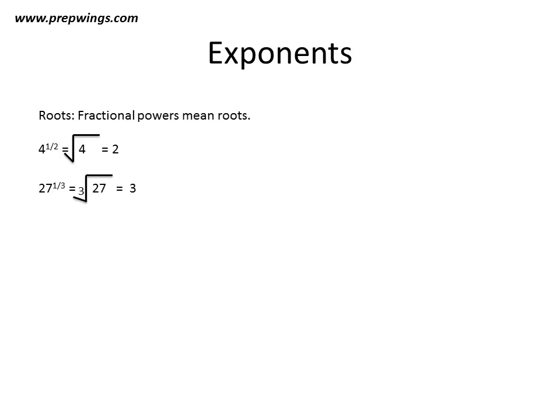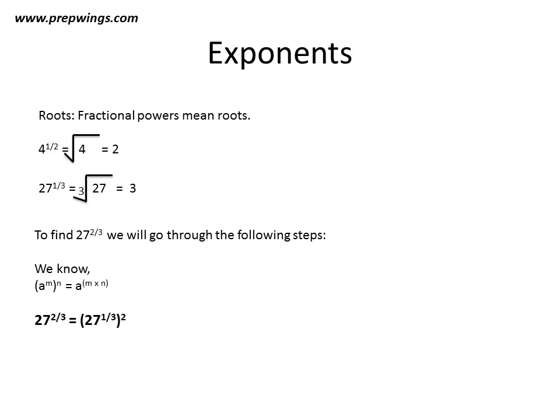Now we look at fractional powers. What does it mean? 4 raised to power half means square root of 4, which is equal to 2. Similarly, 27 raised to power 1 by 3 means cube root of 27, which is equal to 3. Now we will try to find the value of 27 raised to power 2 by 3. Again, this is a fractional power. So we know a raised to m complete raised to power n equals a raised to power m into n. So we'll apply it there.